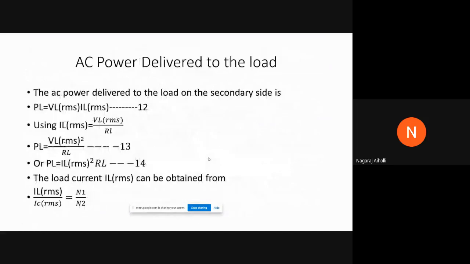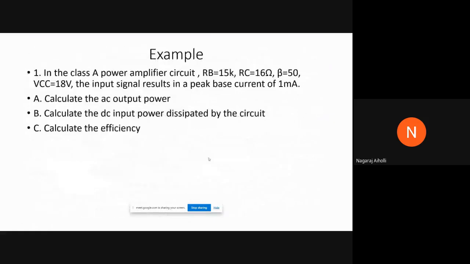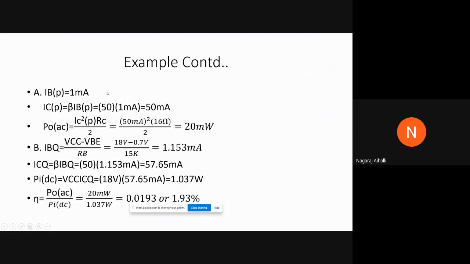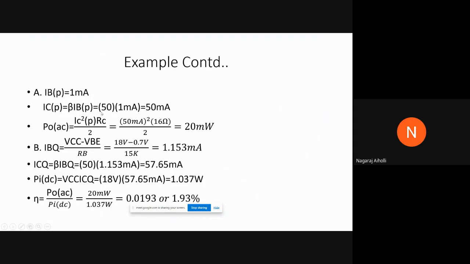Coming to the example, here IB peak is given as 1 milliampere. If IB peak is known, we can easily calculate IC. How? IC is equal to beta into IB. Substitute beta and IB. Beta is equal to 50 and IB peak is equal to 1 milliampere. So it will be 50 into 1 milliampere, which is equal to 50 milliampere. So the value of IC peak is 50 milliampere.